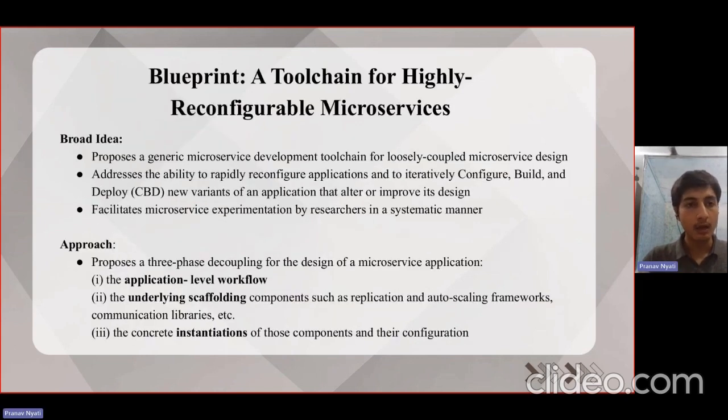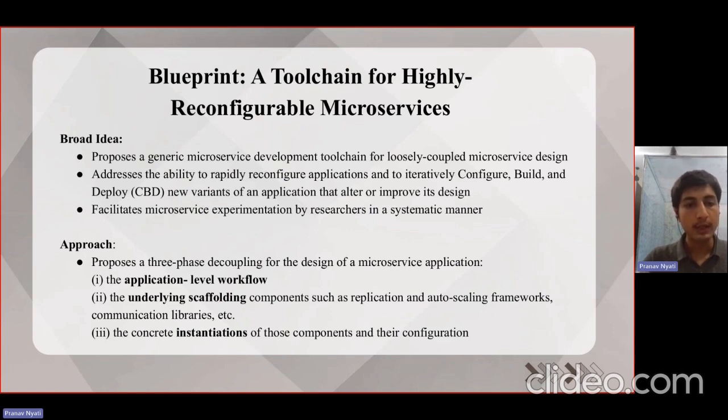Next, let's discuss a recent work, Blueprint, a toolkit for highly reconfigurable microservices, which proposes a generic microservice development toolchain for development of microservices that are loosely coupled, and it employs the design principles from service decomposition. The authors aim to address the ability to rapidly develop and reconfigure applications and to iteratively configure, build, and deploy new variants of an application that alter or improve its design. Thus, their framework facilitates effective and faster microservice experimentation by researchers in a systematic manner.